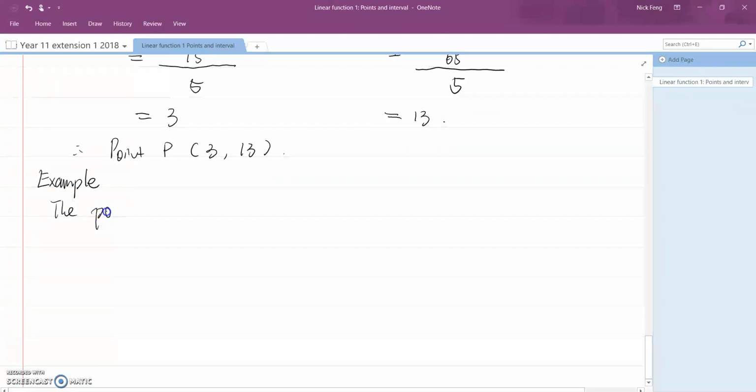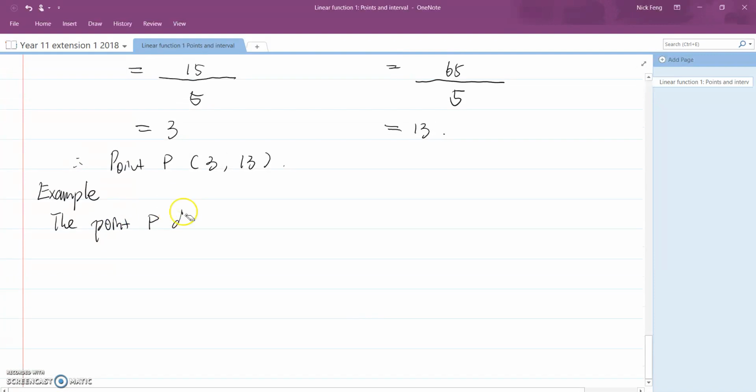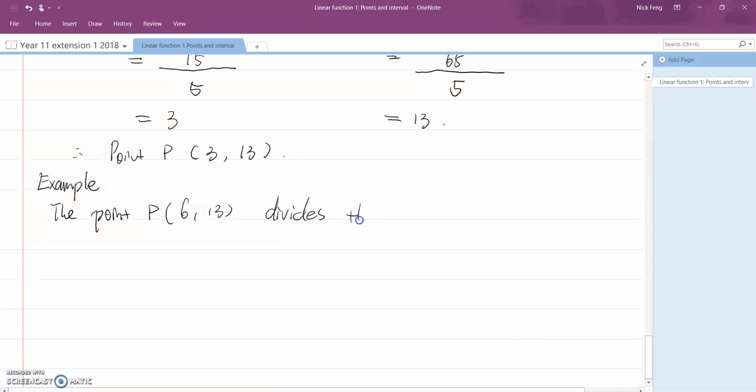The point P, with the coordinates 6 and 13, divides the interval AB. Now I should be more specific: internally, because if it's externally, it's another case. In the ratio 2 to 3 again.